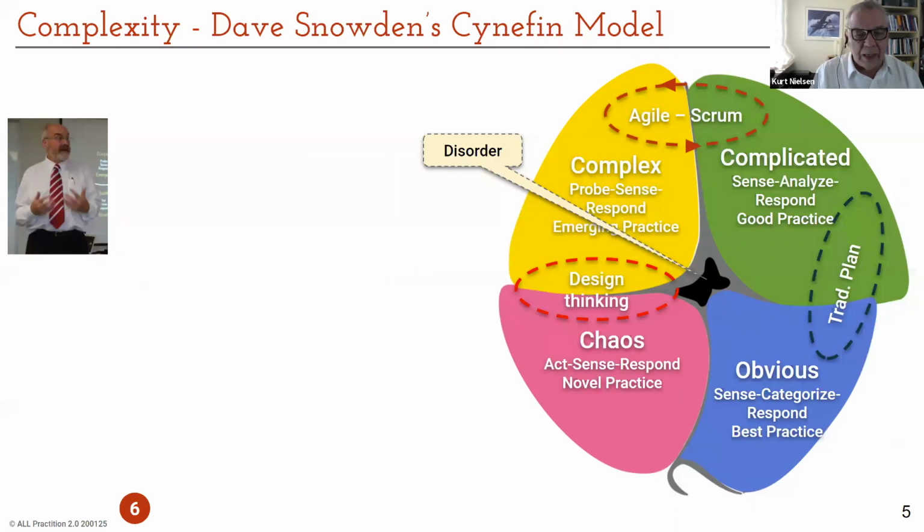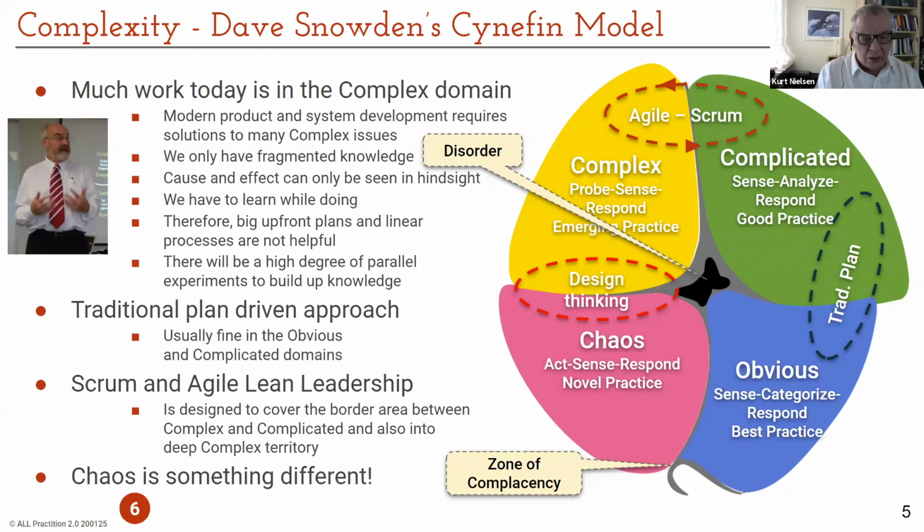But here we have, for example, things like design thinking, where we have complete novelty. We release every constraint simply to see if we can come up with completely novel ideas. And finally, we have the little curly bit down at the bottom. That's called the zone of complacency. And we'll get back to that one later. Also a dangerous place where you can, in a crisis, drop from obvious into chaos head first. And as Snowden puts it, recovery is very, very expensive.